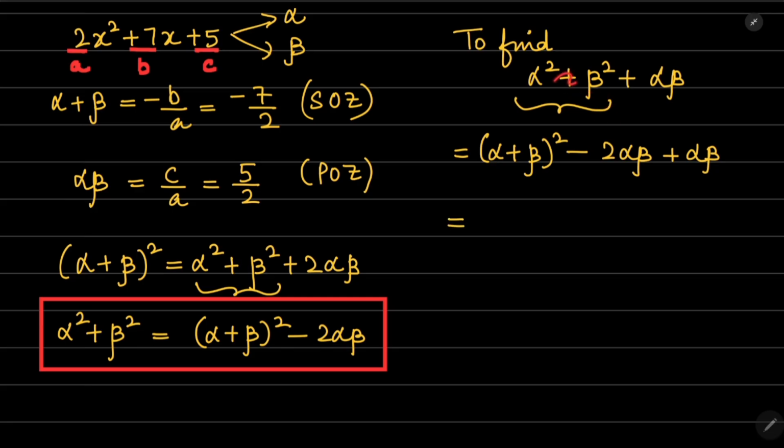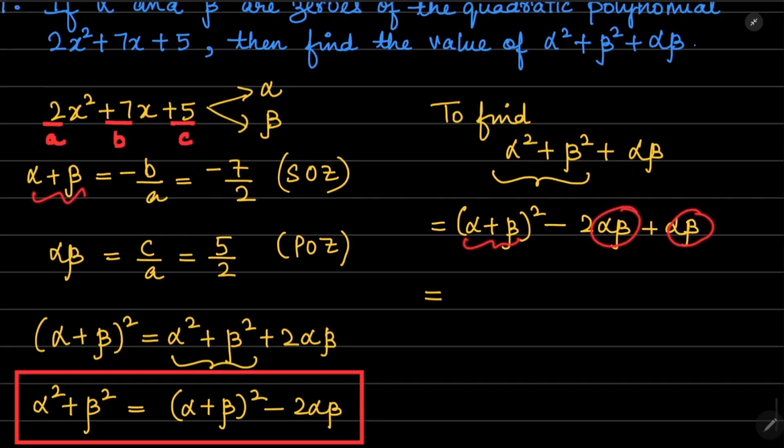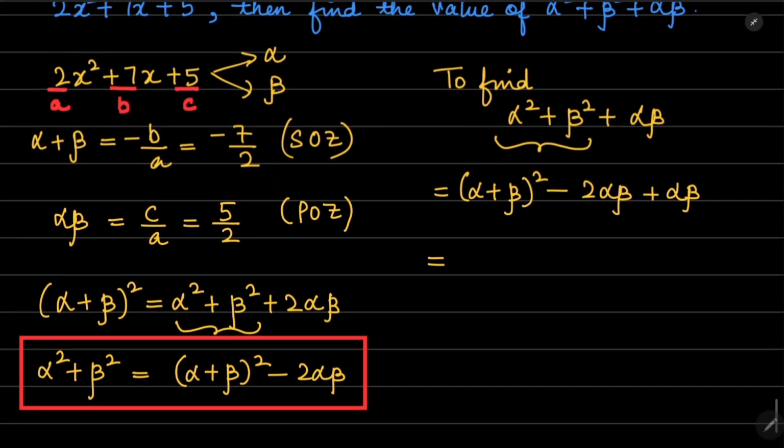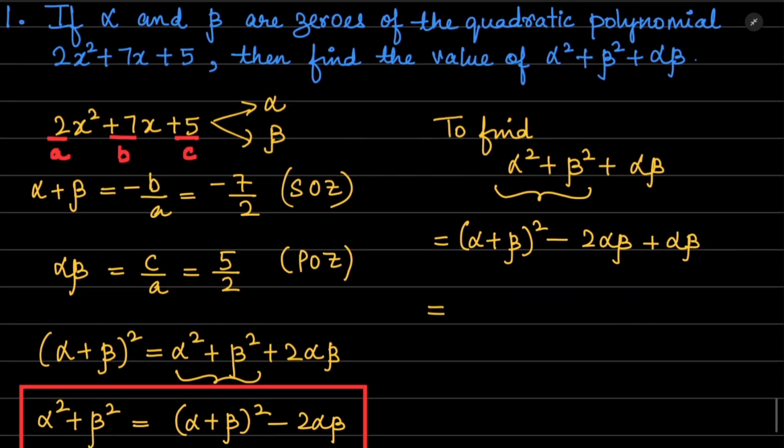Okay, so what is alpha? Everything you have to change, whatever you have to find, you have to change it in a way that everywhere you have either the sum of the zeros or the product of the zeros. Okay, only then will you be able to solve it.